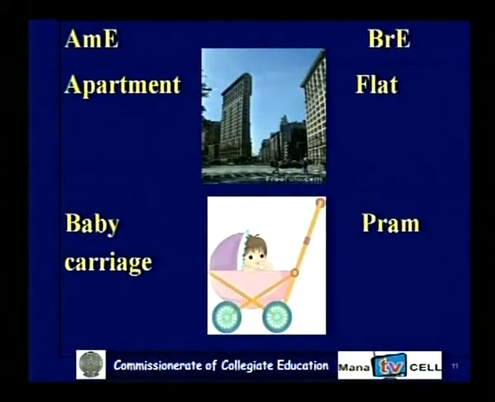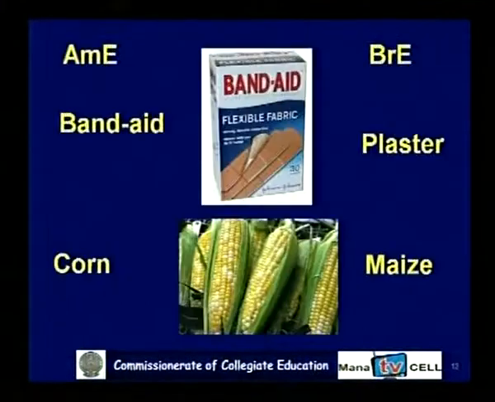You can see another picture over here, that is a baby in the perambulator. In American English they call it a baby carriage. In British English we call it a pram, that is perambulator. So this is the vocabulary.